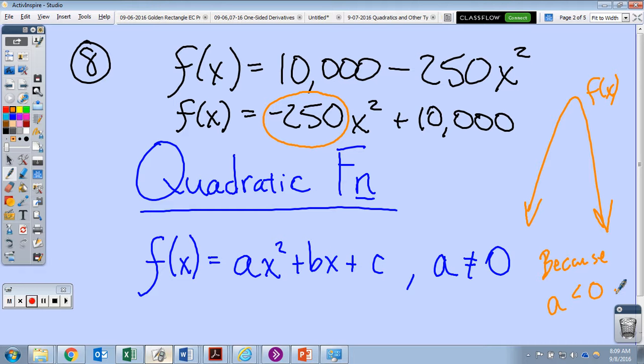So they told us that the value of the car started at $10,000. So what would X be at the time that you first purchased the car? If X is the number of years that have passed, 0 would be 0. You just purchased it. So if I plug in 0 for X, I should expect an output of $10,000, the value of the car that I just purchased. And if I let X be 0, it does make sense that it's 10,000.